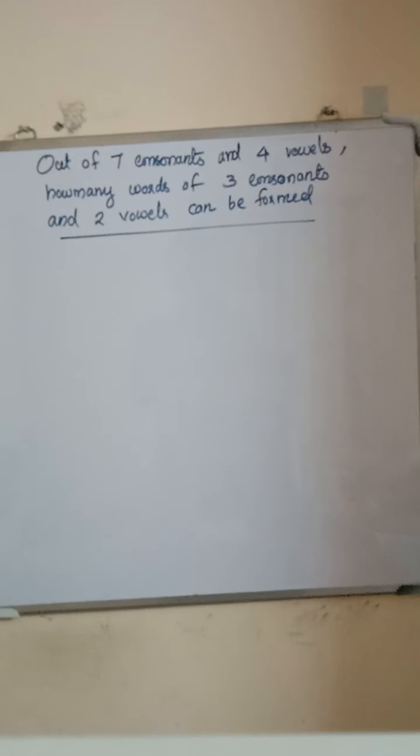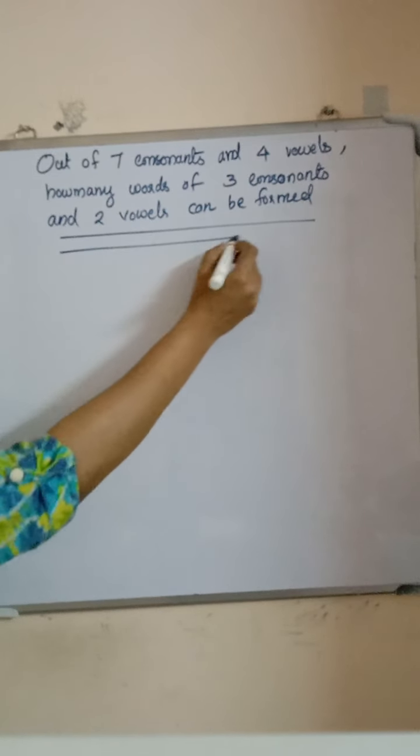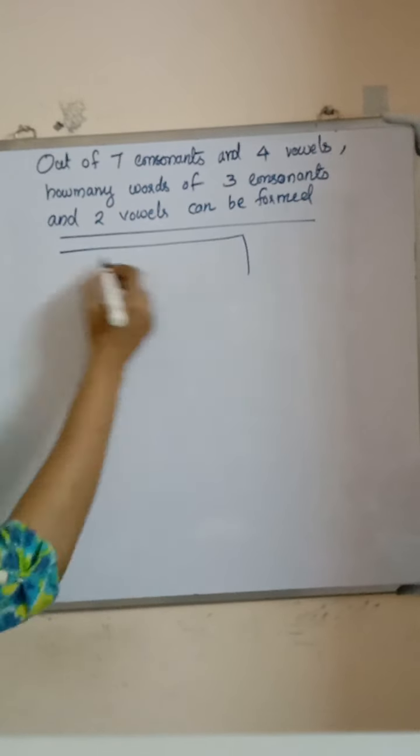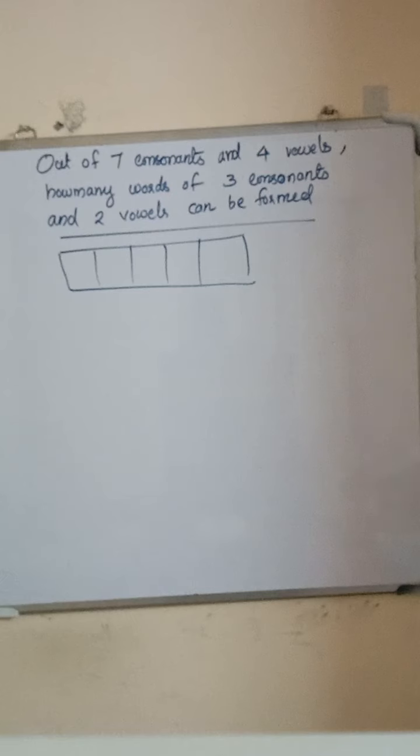Today we discussed some mixed problems on permutation and combination. Here in one problem we use both permutation and combination. Out of 7 consonants and 4 vowels, how many words of 3 consonants and 2 vowels can be formed? So here we form a 5-letter word, with 3 consonants and 2 vowels used.